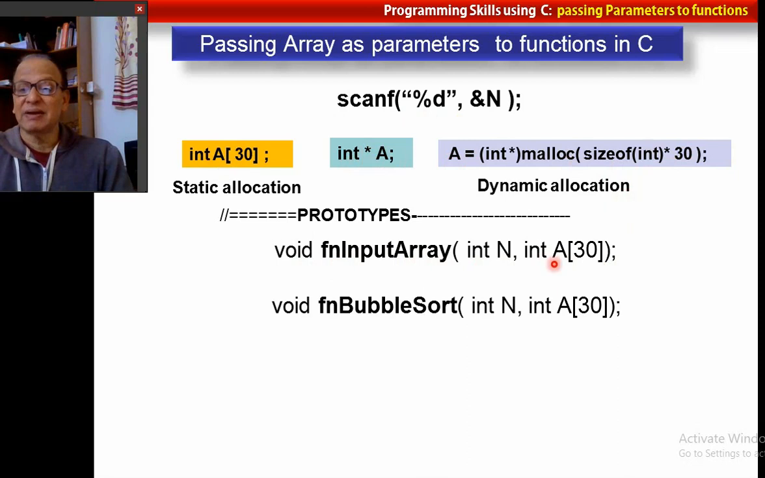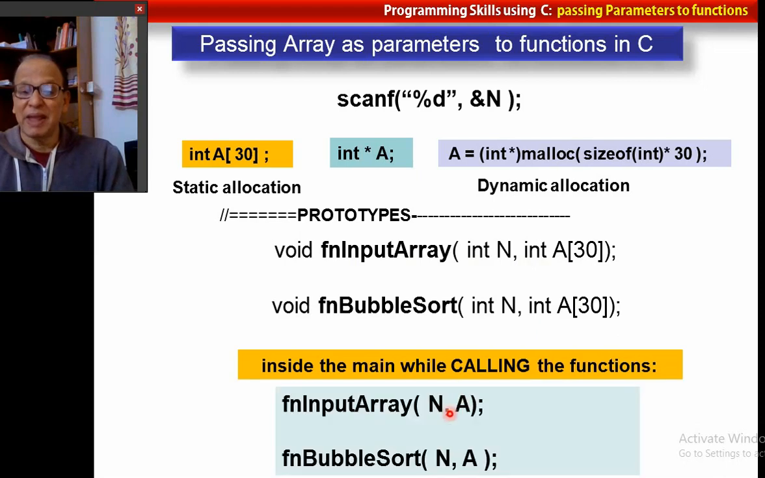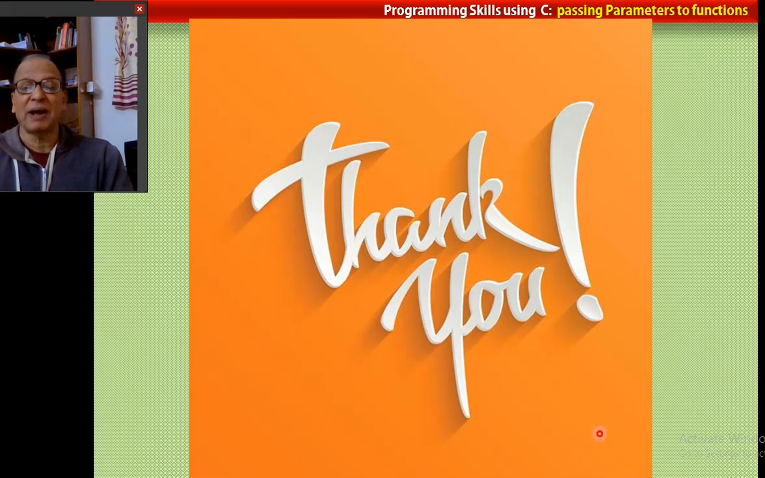So, input array. We declare these are the prototypes of these two functions, bubble sort. And when we call these functions in main, we said n comma a, n comma a. We did not put square brackets, we put just n comma a, because we are passing by reference. A contains the starting address. Therefore, when we input numbers into this array, automatically it comes out because I'm passing by reference here. So you have passed arrays by reference without knowing. So now you understand the difference between passing by value and passing by reference.